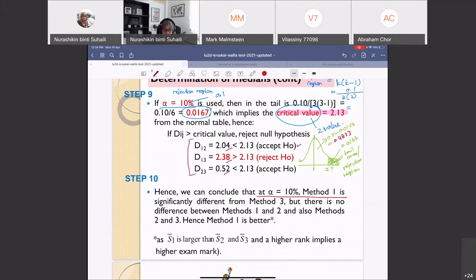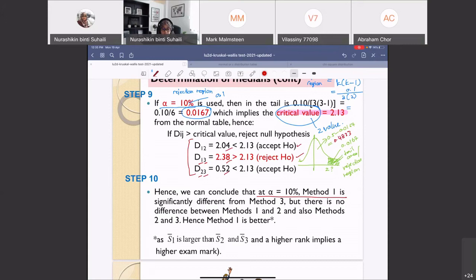Reject null means you accept the alternative hypothesis, which says that there is a difference. So there is a difference between, in this case, method 1 and method 3. And for the last pair, method 2 and method 3, you accept null, which means there is no difference between method 2 and method 3. So those are the things that you should write in your conclusion. So in your conclusion, at alpha equal to 10%, method 1 is different from method 3, which is actually this one. But there is no difference between method 1 and 2 and also method 2 and 3.